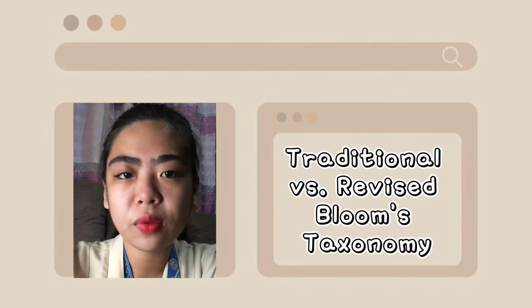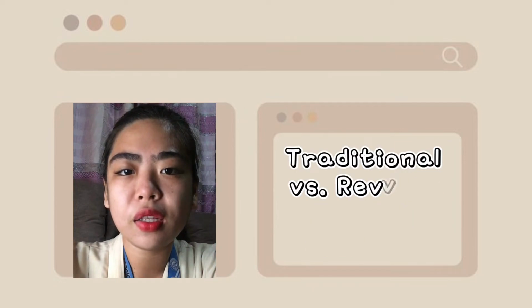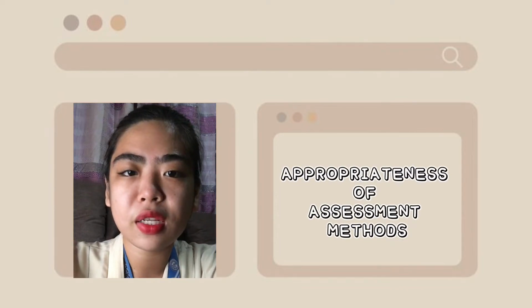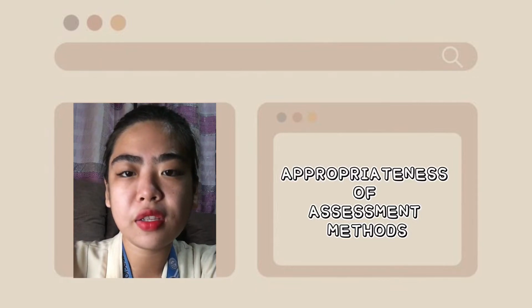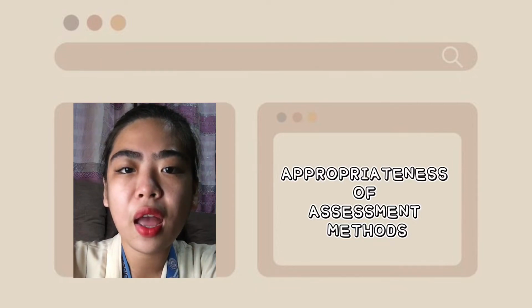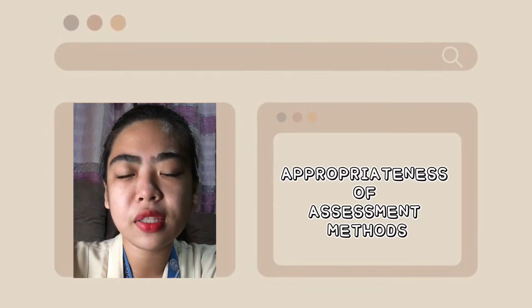So now, let's define the appropriateness of assessment methods. If learning targets are clearly stated, assessment can be precise and accurate. Once learning targets are clearly set, you can easily determine the appropriate assessment method. Assessment methods can be categorized according to the nature and characteristics of each method.